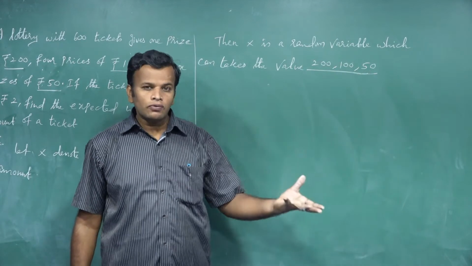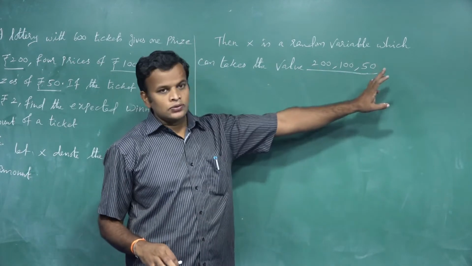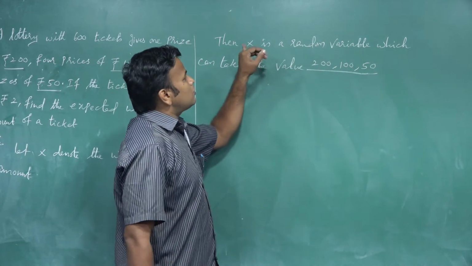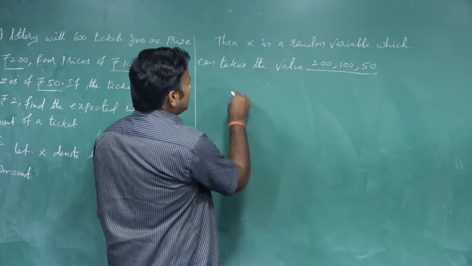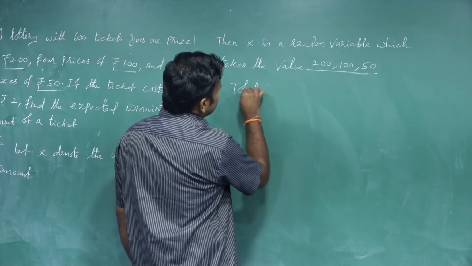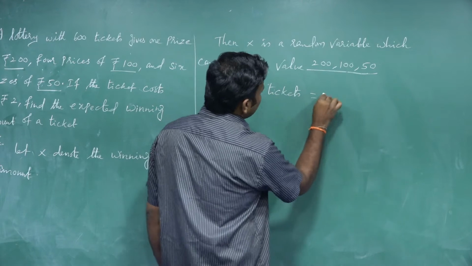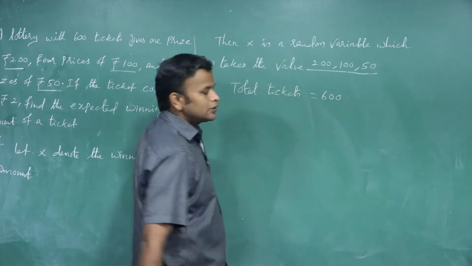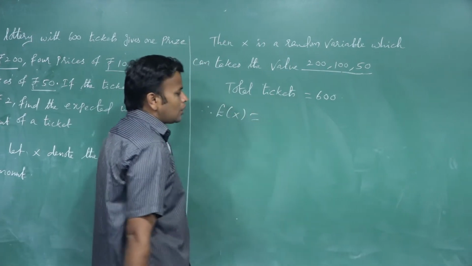Suppose there is no win, the amount value is 0. So 0 times anything is always 0, so I don't write 0. Now the random variable values are 200, 100 and 50. For understanding, what is the total number of tickets given? 600.